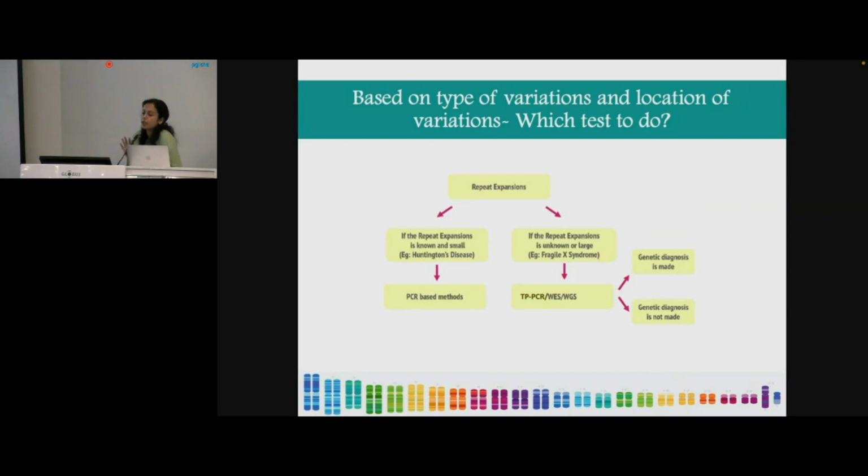If it is negative, in the case of Fragile X, then you can go for chromosomal microarray. And if it is negative, then you can go for whole exome sequencing.